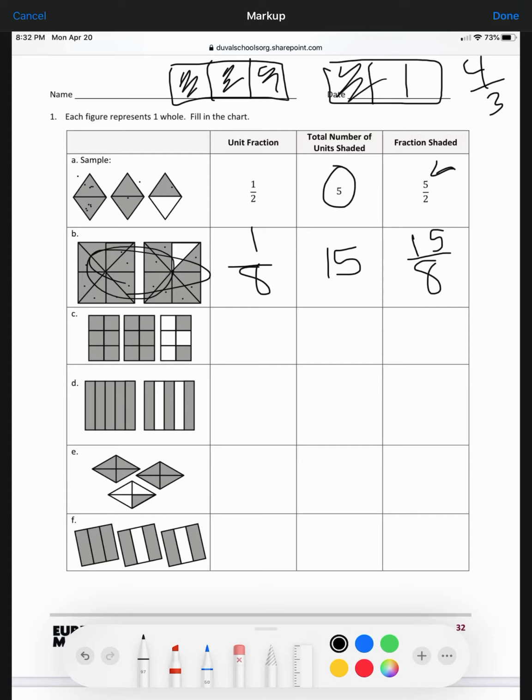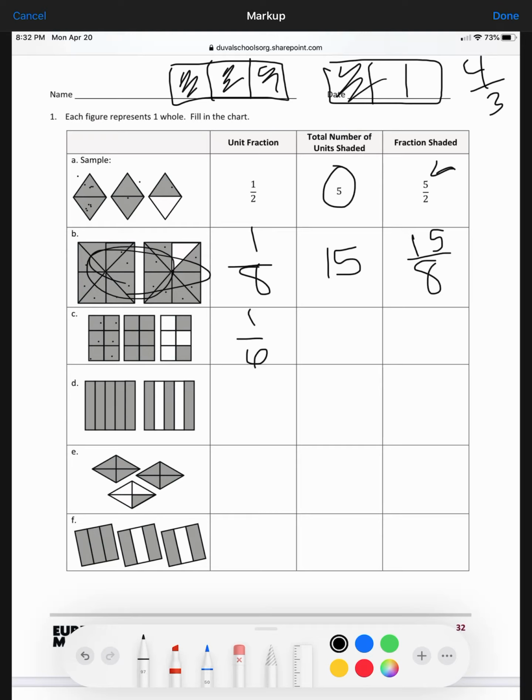Let's look at C. We see there are 3 objects. Each object is broken down into units. So how many units are there per object? Let's count. 1, 2, 3, 4, 5, 6. So our denominator is 6. Remember, our unit fraction is just a 1 over the number of pieces, 1/6.